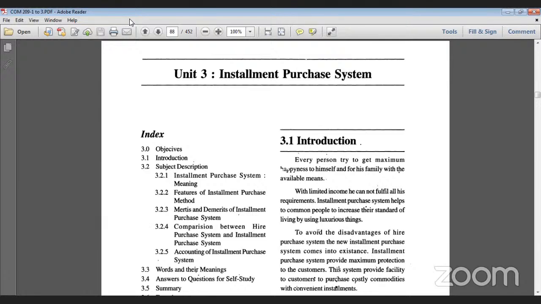Any difficulty for hire purchase system? Yes, Varsha, can you hear me? Yes, ma'am. Do you have any question?